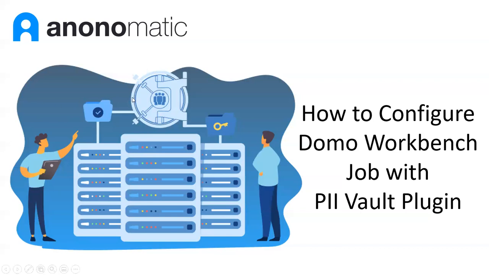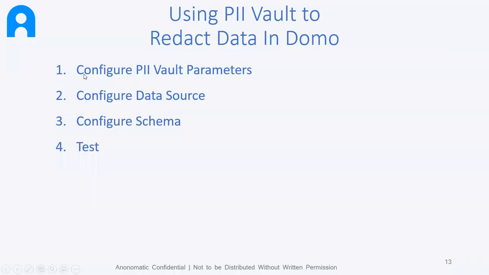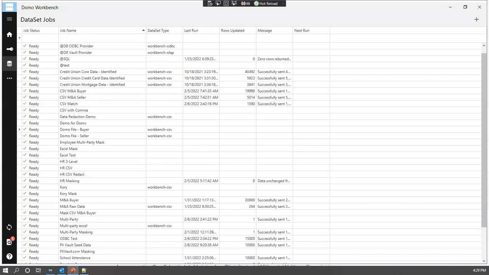Let's talk about the different things we're going to go through today. First of all, we're going to configure the Vault parameters, then we're going to configure the data source, and then the schema. And once we're all done, we're going to test it. Pretty straightforward. So let's get right into it.